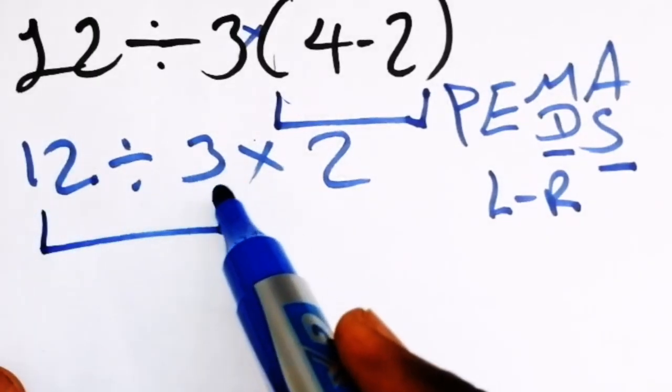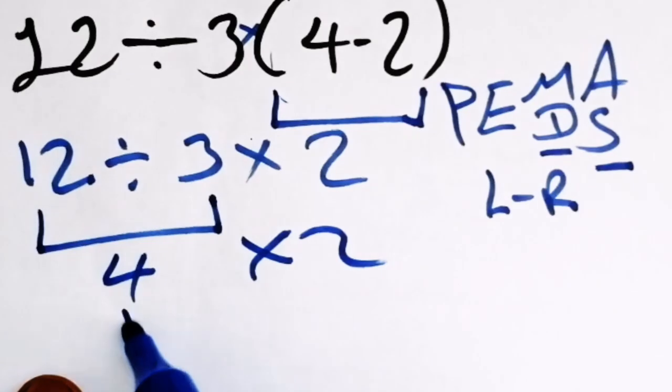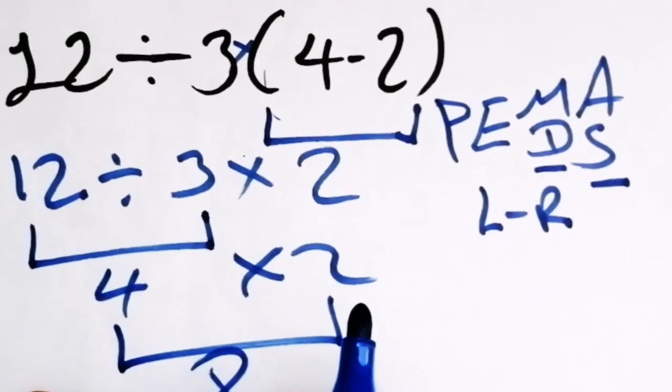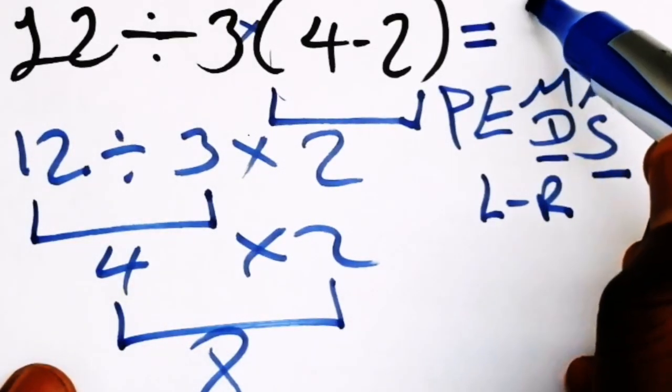12 divided by 3 which equals 4. Then times 2. Okay, 4 times 2 is just 8. This is the final answer of this problem. Therefore, the correct answer of this problem is equal to 8.